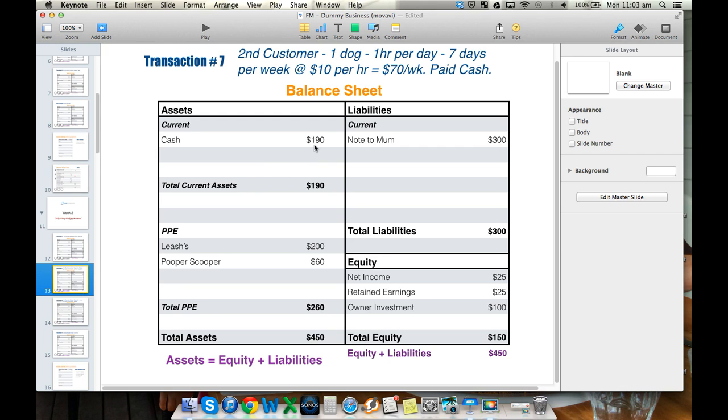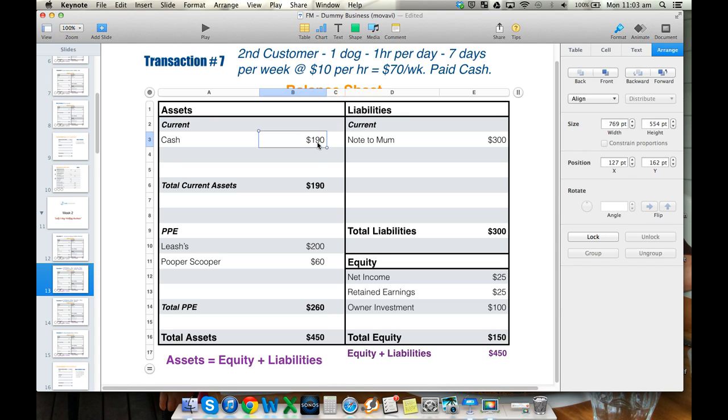Okay, let's take a look. So very similar to the last one. This is purely an entry on the cash side here. So cash is going to go up by $70. So $260 there, and our net income also goes up by $70. So that becomes $95. And we can see here again, assets is $520, equity and liabilities is also $520. So we are once again in balance, and that concludes transaction number 7.